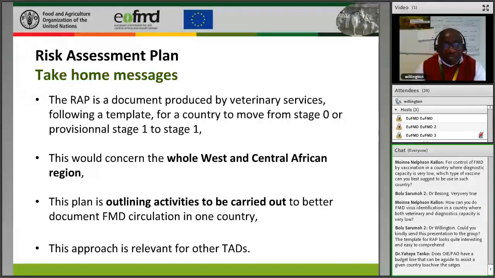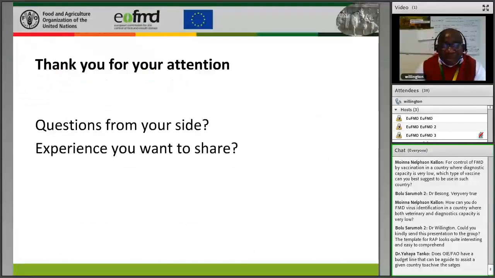The risk assessment plan is a document that outlines activities to be carried out to help control the impact of foot and mouth disease in a given country. This approach is also relevant for other transboundary animal diseases, which you should know.